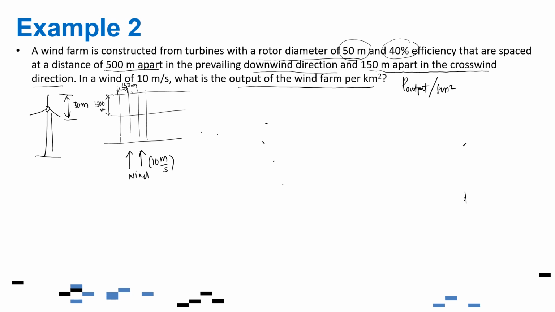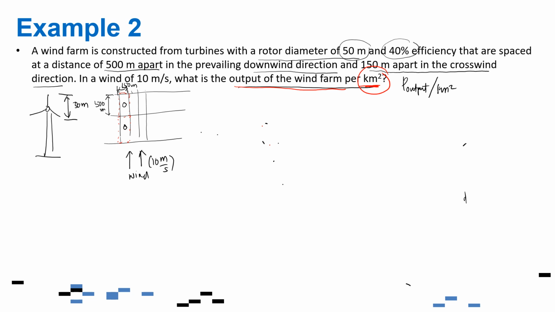So we have one wind turbine for this specific area. In this area here, we have only one wind turbine, and another wind turbine here, for example. So for these two areas, we have only two wind turbines, as indicated by these red dots here. And the question is how much is the power output of the wind farm per square kilometer?